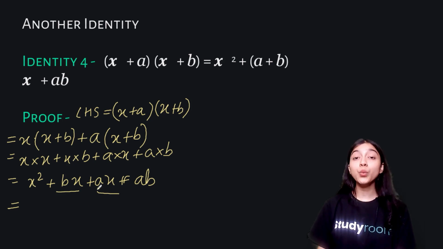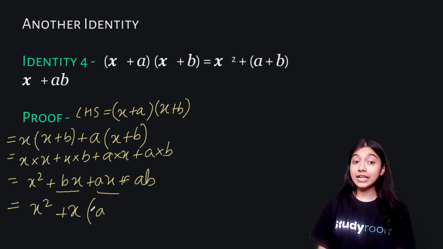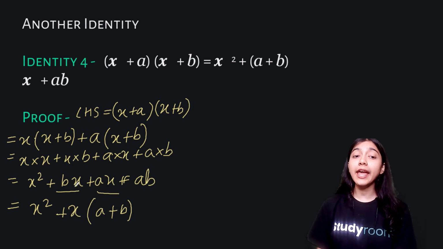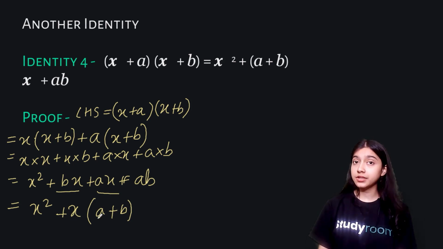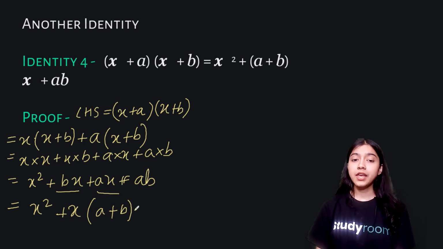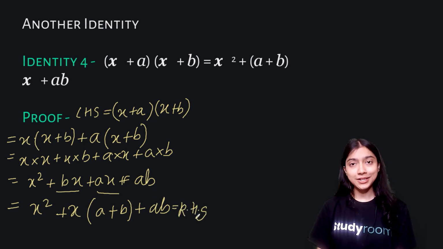So what we will do? We will take out x. So I'll write x² as it is, and from these two terms I'll take x common. After doing so, I'll get a left from this term and b left from this term. Here we have plus a and here we have plus b. I did nothing, I just took out x common from both of these terms. And this ab will be written as it is, which is equal to RHS. So this was another identity that you learned today.